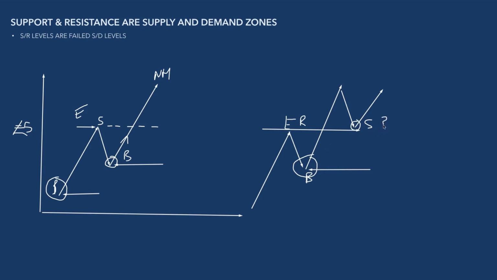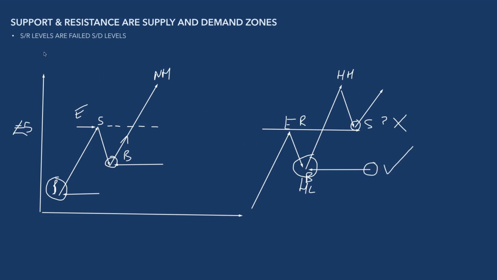Support doesn't always represent the best place to buy. Now, it's the best place if it's part of your support and resistance strategy. But from a demand zone perspective, and what we know to be true about what price is doing and showing us, this cannot be the best area to buy if we're taking this higher low and higher high, and the higher high principle.